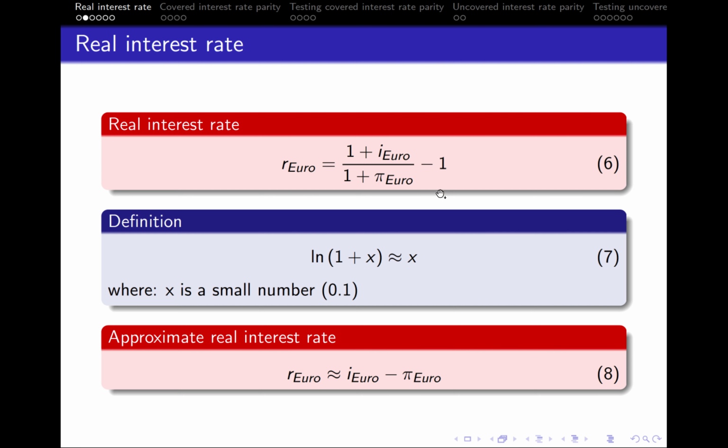Okay, but as you probably already noticed, we prefer to use logarithms. And there is another reason we are using logarithms in here. It happens to be really easy to prove that for a small number x, let's say below 0.1, like an interest rate, the natural logarithm of 1 plus x is approximately equal to x. So we can say that our approximate real interest rate is simply equal to the difference between the interest rate in the euro area and inflation in the euro area.